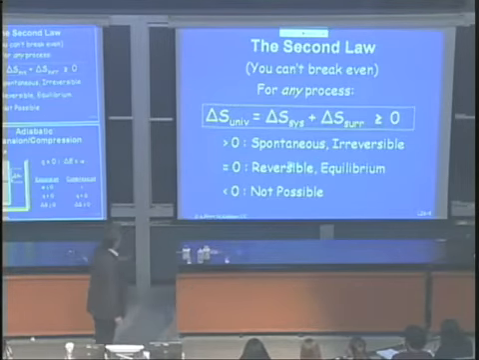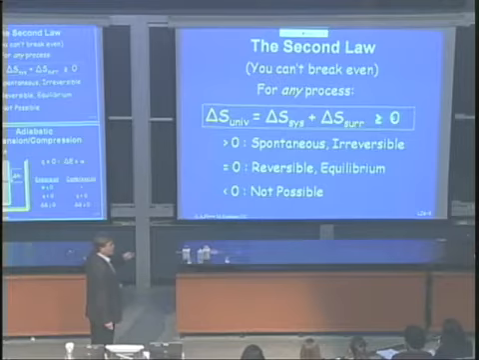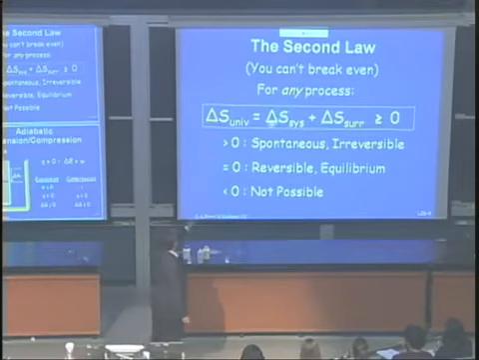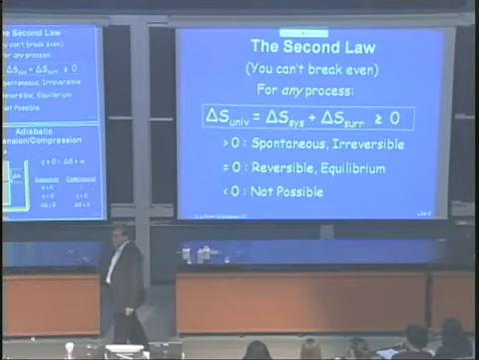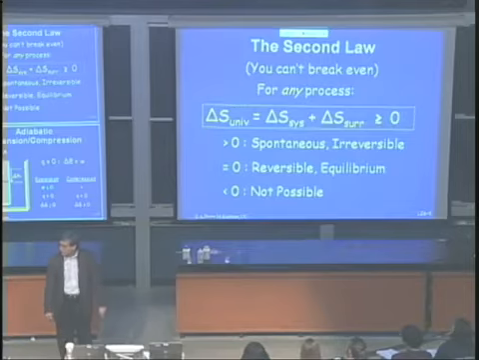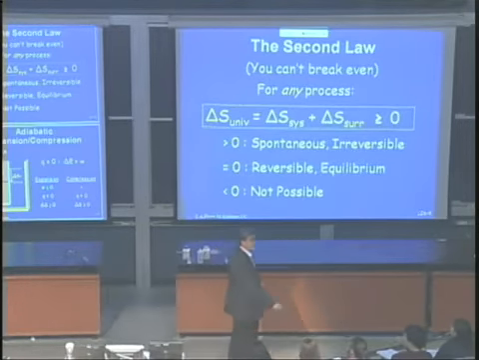If delta S of the universe equals 0, it's reversible and in equilibrium. But it will never be possible that the change of the entropy of the universe is smaller than 0. You can have a change of the entropy of the system and of the surroundings, and there can be possibly something smaller than 0, but in total, this has to be larger than or equal to 0. Remember that? We are heading for total chaos, like your dorm room, okay?